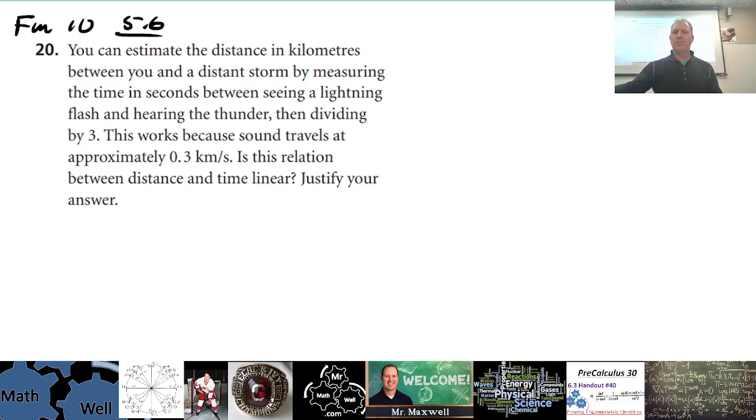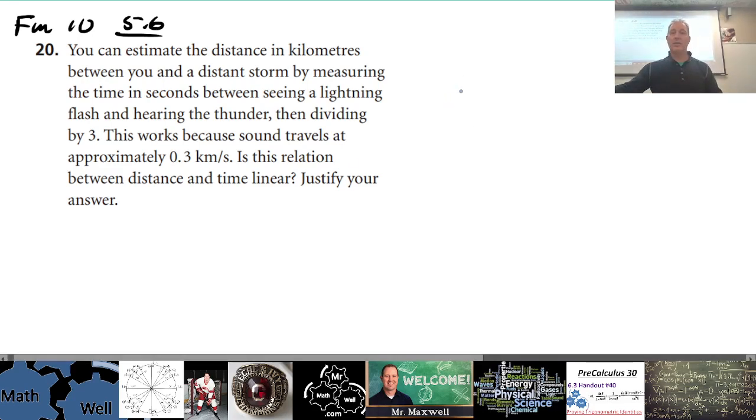So you have 3 different kinds of options. I would probably tend to make a table of values and see if they jump at the same rate. So what are we dealing with here? We're dealing with distance and time, I guess. Estimate the distance in kilometers between you and a distant storm by measuring the time in seconds. So we measure the time in seconds, and then we do something to it to get the distance away, right? So the time is the independent variable, looks like, and the distance would be your responding variable or your dependent variable.